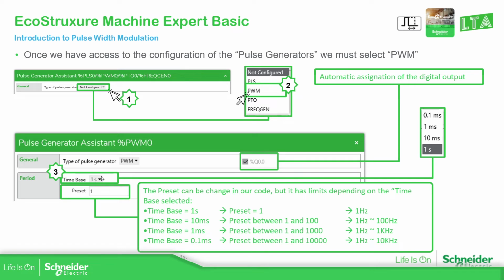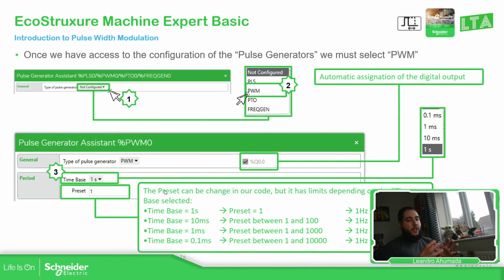Depending on this value, the time base, the preset has different ranges. So time base 1, the only value that we have is 1. If it's 10 milliseconds, we have between 1 and 100; 1 millisecond, 1 and 1000; and 0.1, 1 to 10,000. So this is linked to the hertz limitation that we have on the controller. That is the main reason. This is important to check when we select the time base, so we are in the range where we can change the preset on the software in case we need it.